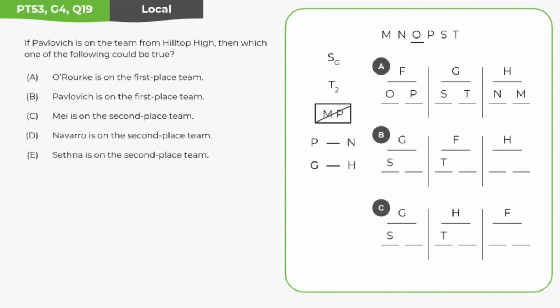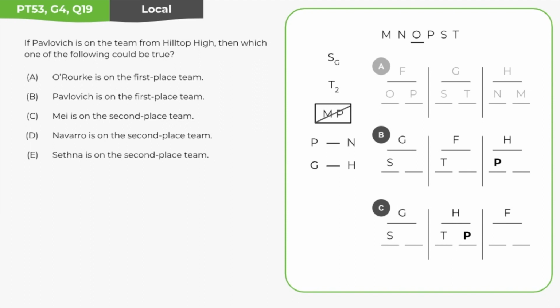Now, in frame A, P is not on the team from H, so we can ignore frame A for this particular question. And if we're going to put P on the team from H in frames B and C, we can go ahead and just put them down.